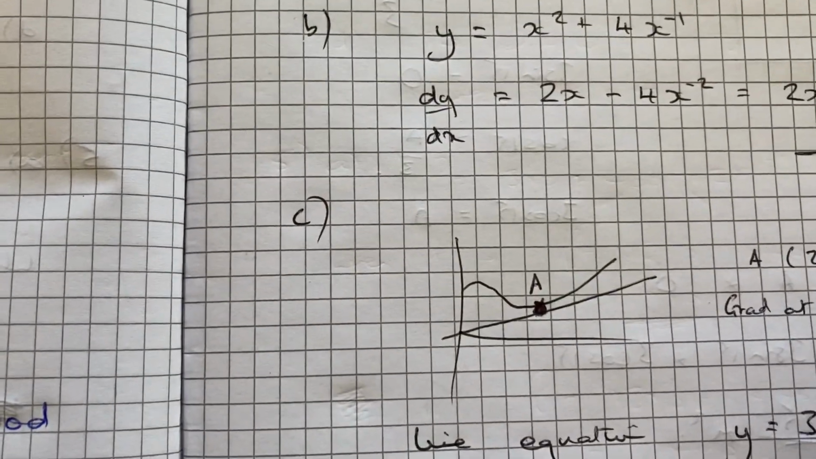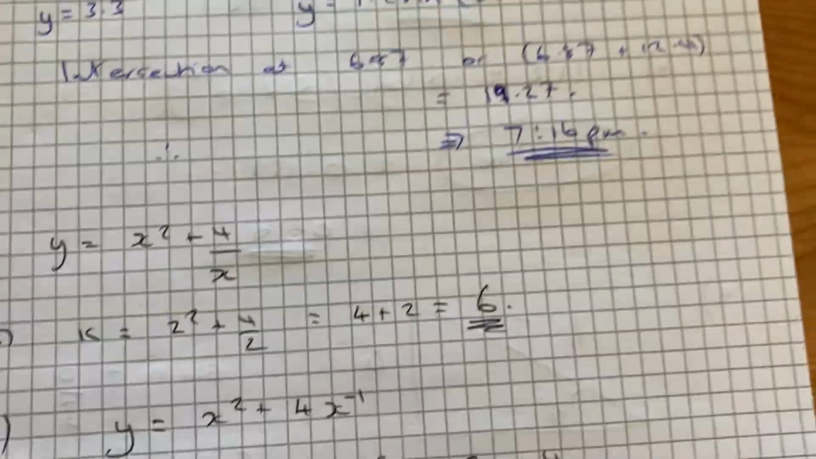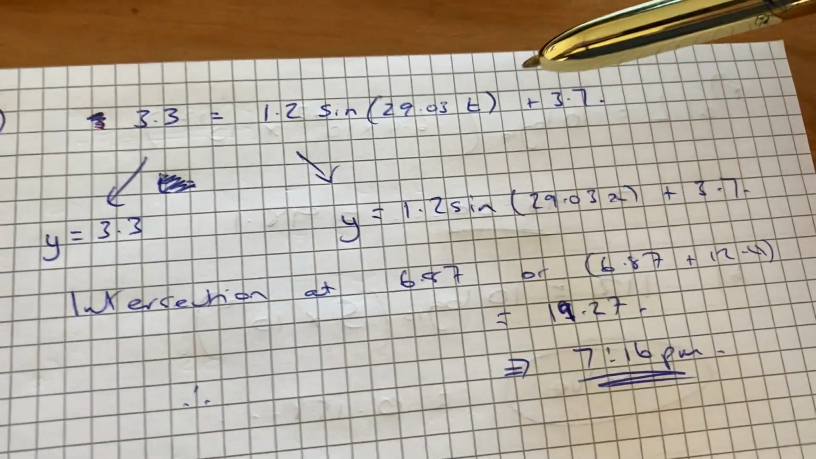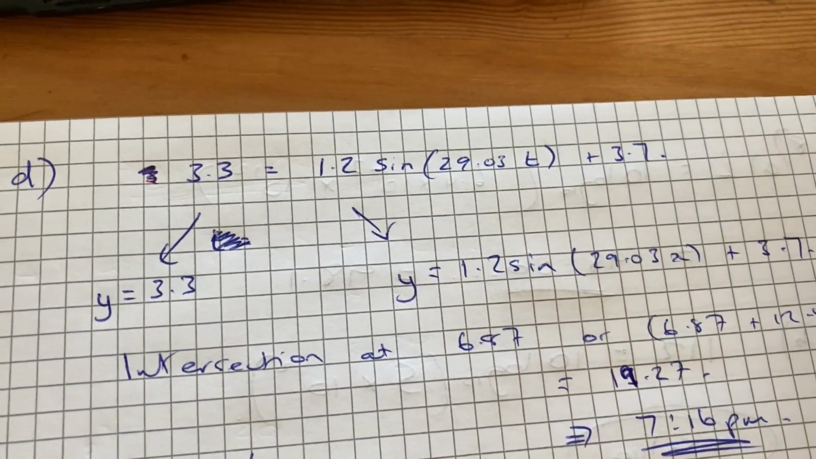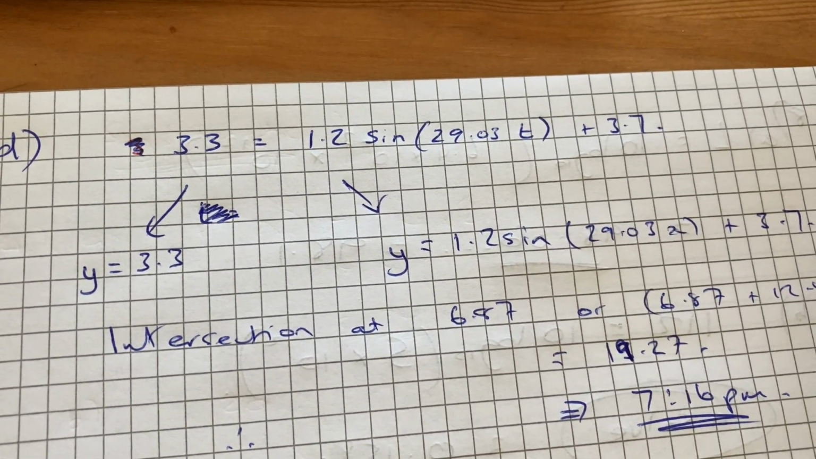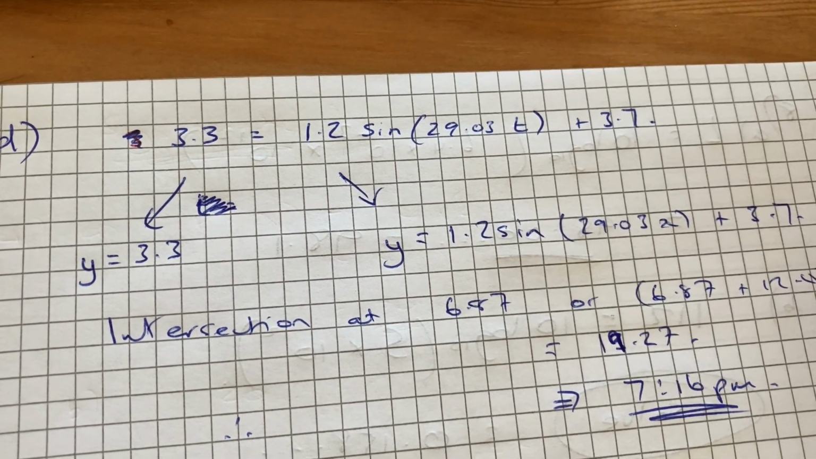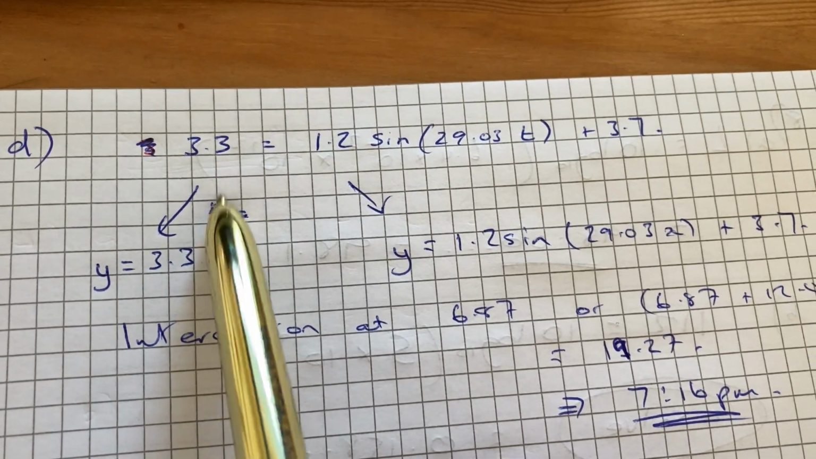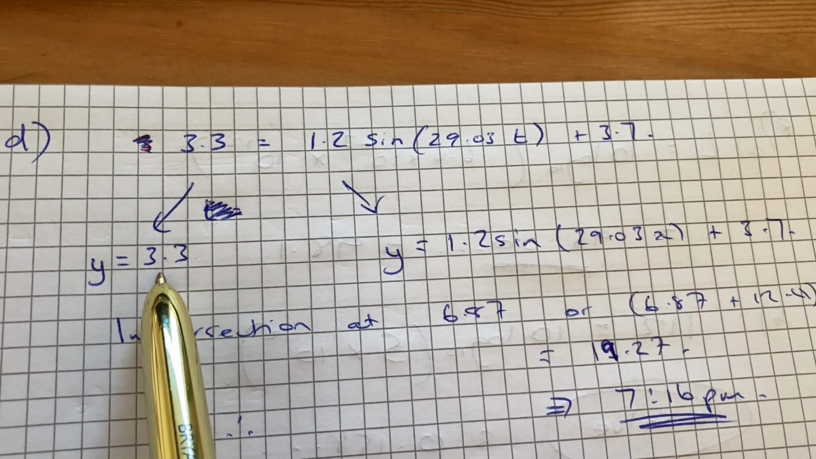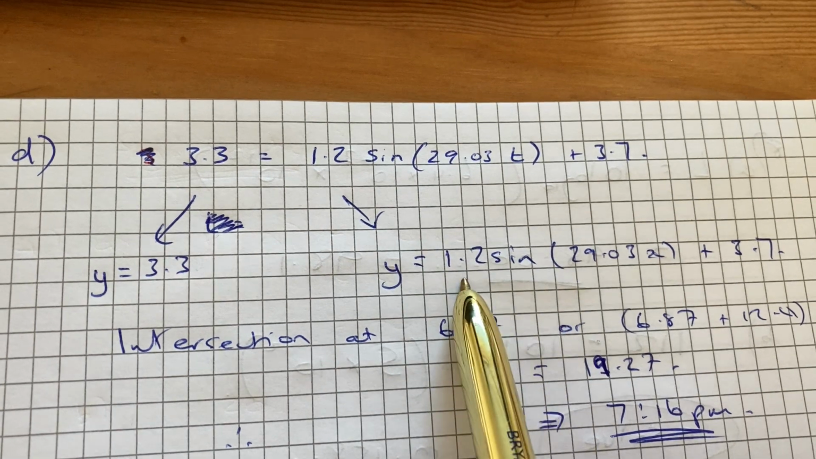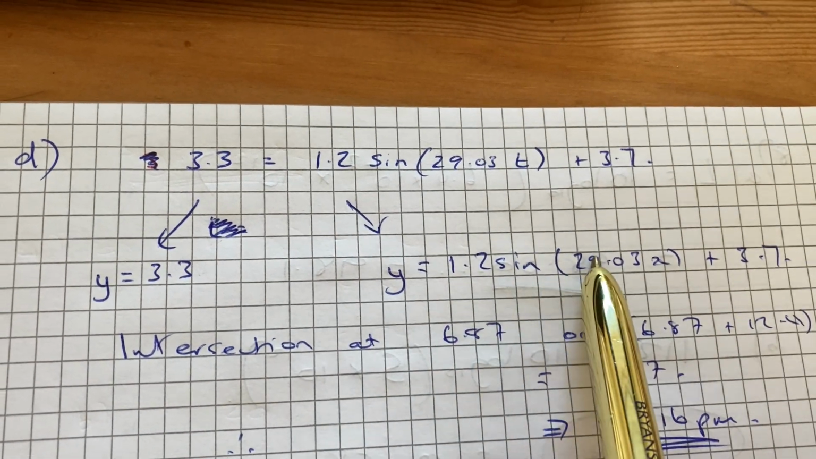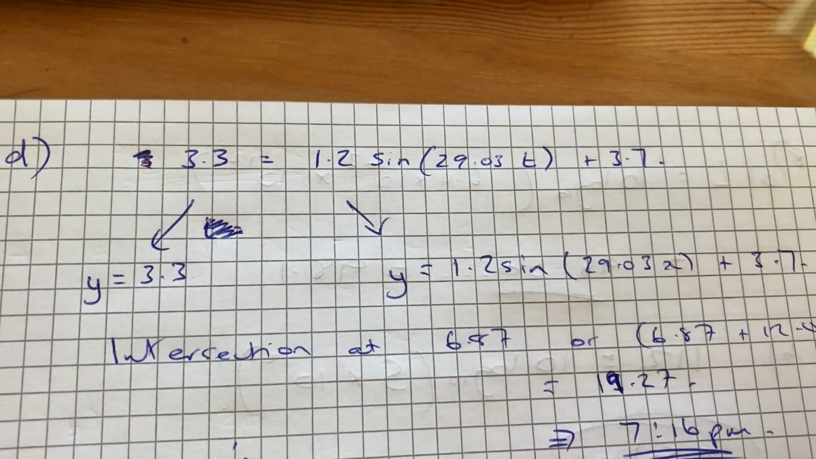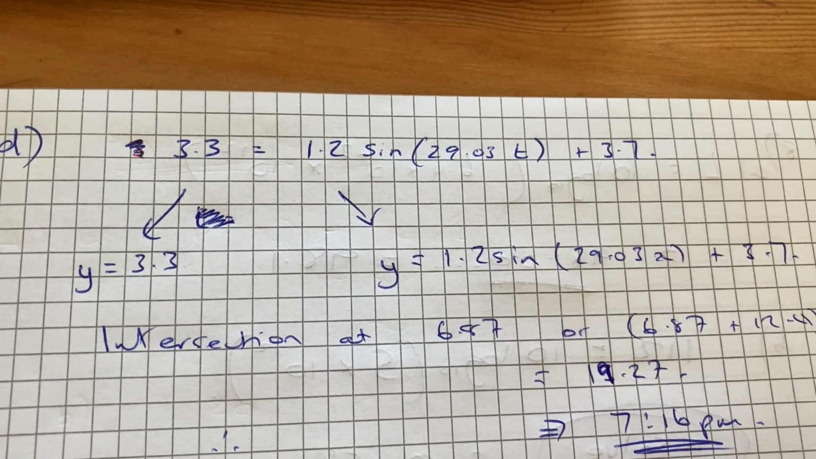Okay, now part D is a nasty little one. We can't really get this from the graph, because the graph gives us a couple of intersection points. So the best way to do this is actually to draw the graph on the left, which is y equals 3.3. Draw the graph on the right, which is 1.2 sine 29.03x plus 3.7. And then draw the graph on the calculator and find the intersection point.